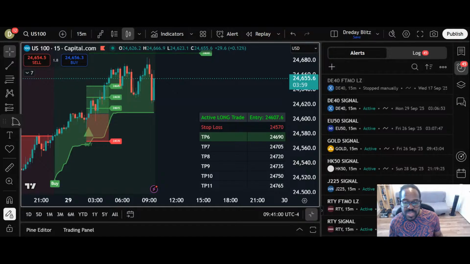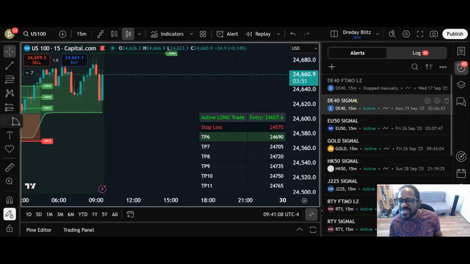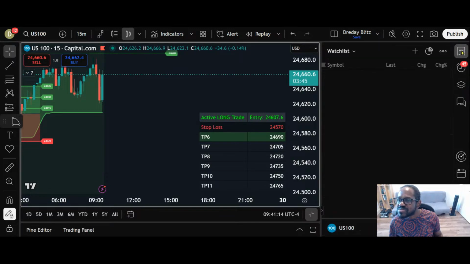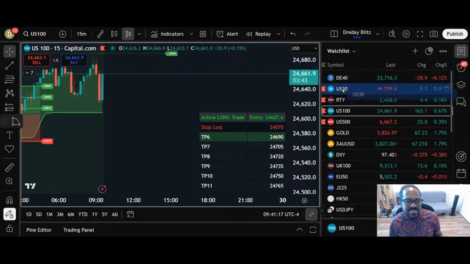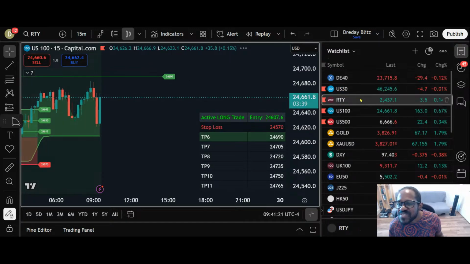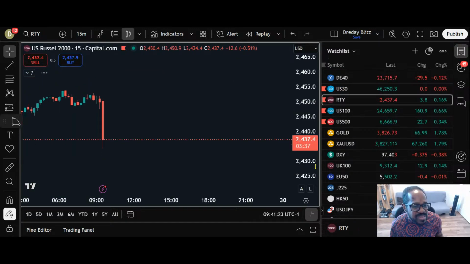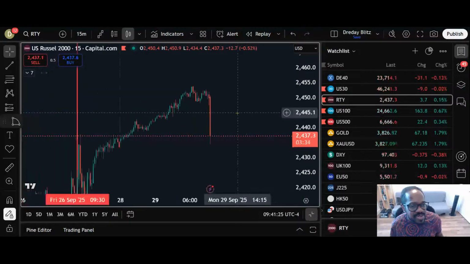But that US30 should be well in profit right now for you guys. So if you have taken that first trade, you should be good off of that. If you were looking only at the alerts as usual, but if you're following your setups, just follow along and you're all good.